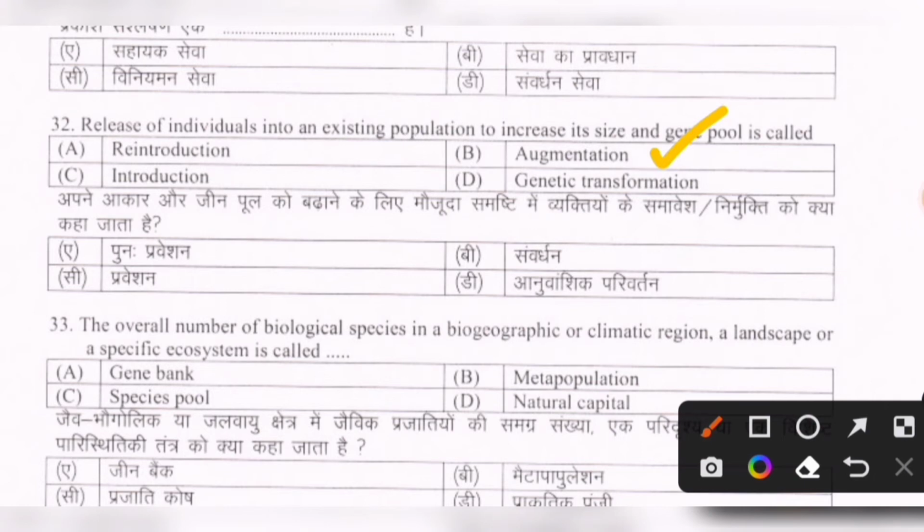The overall number of biological species in a biogeographic or climatic region, a landscape, or a specific ecosystem is called. Options are gene bank, metapopulation, species pool, natural capital. The correct option is C, that is species pool.